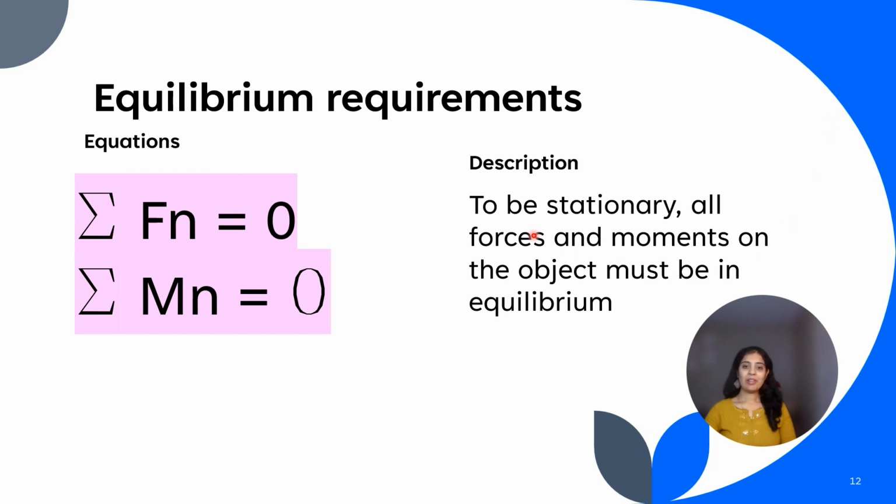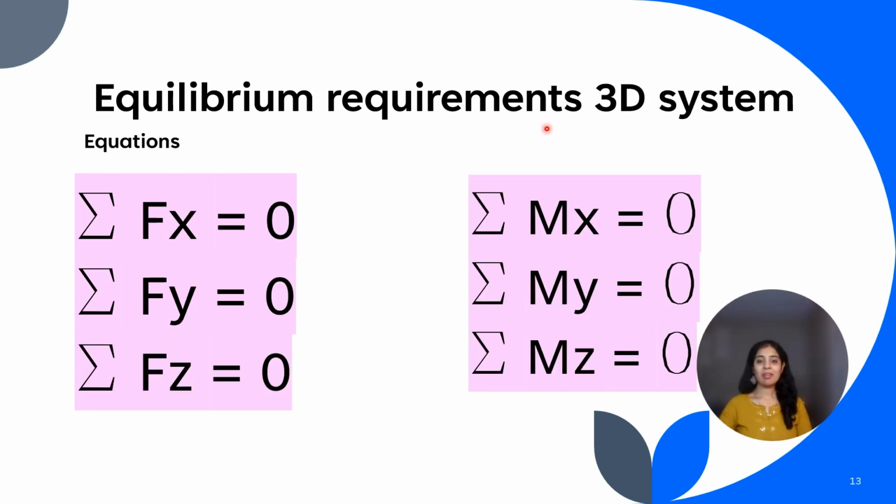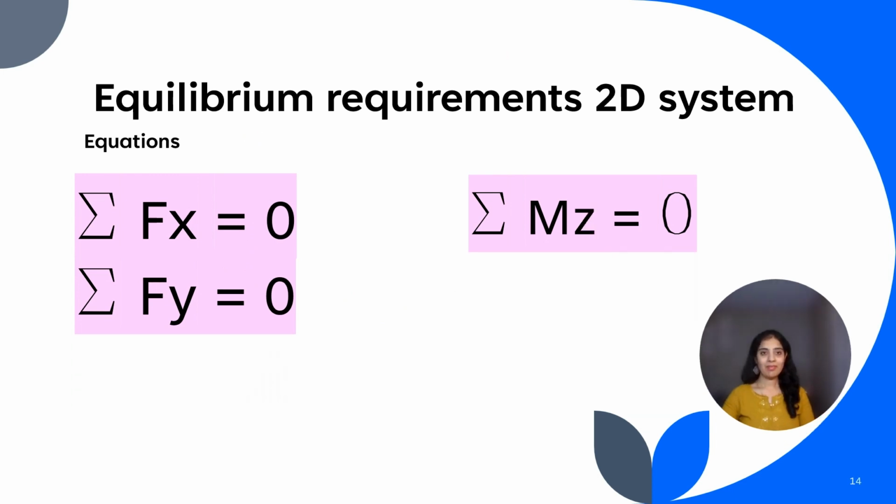Equilibrium requirements. To be stationary, all forces and moments on the object must be in equilibrium. Now, for an object to be in equilibrium, the resultant of force and resultant of moment vector both must be equal to 0. Equilibrium requirements for 3D system. So these equations are there. For determining an object to be in equilibrium, these 6 simultaneous equations must be solved. For a 2D system, these 3 simultaneous equations must be solved. Example for beam, column, etc.